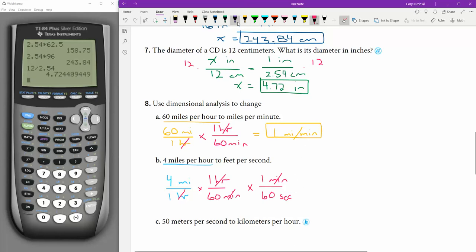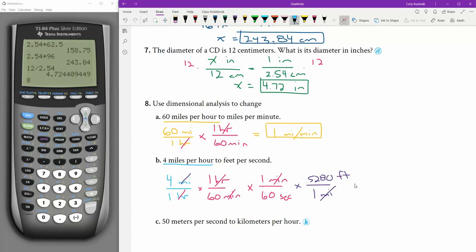I'll change colors, how about that? Times 1 mile. I put it on bottom so I could cancel this out. That's 5,280 feet. Is that anywhere given in the book? I hope. Not really. So hopefully you looked it up.